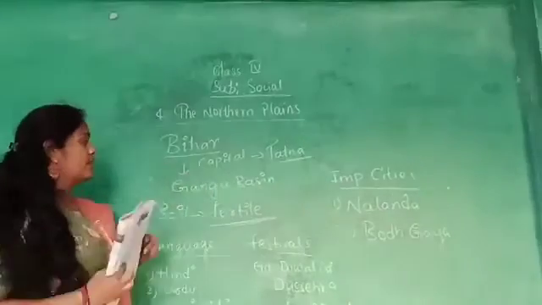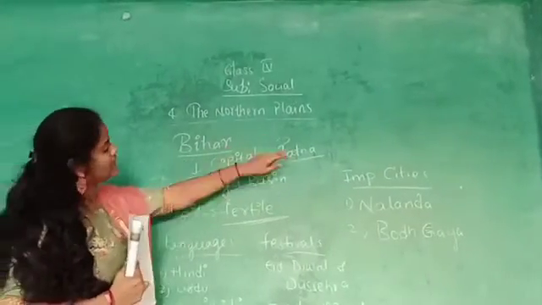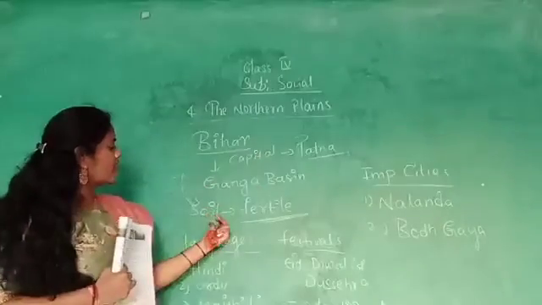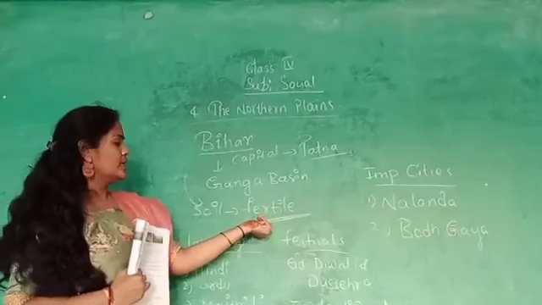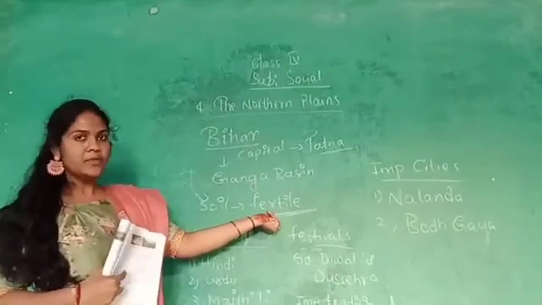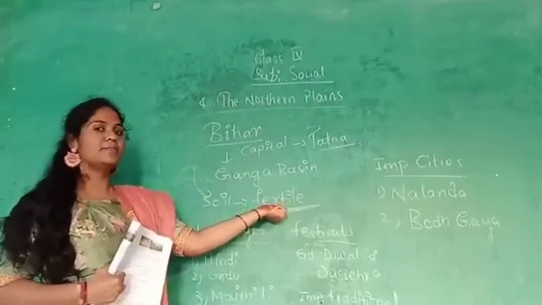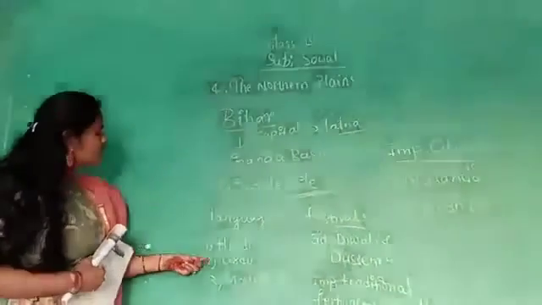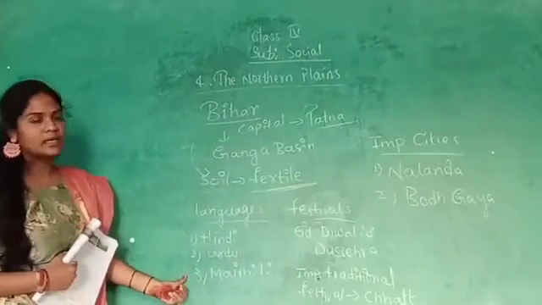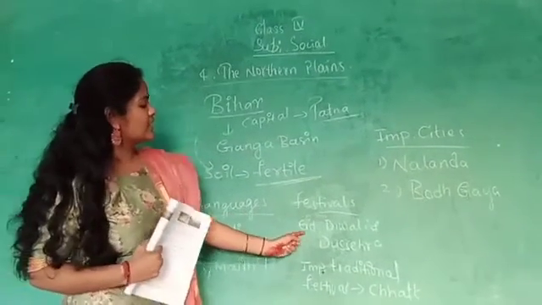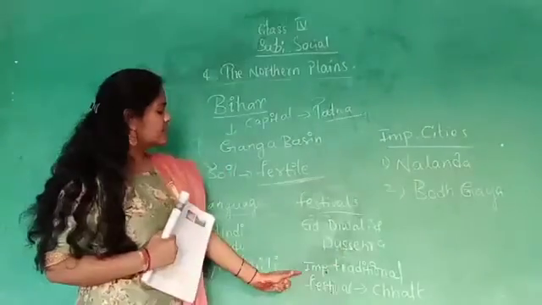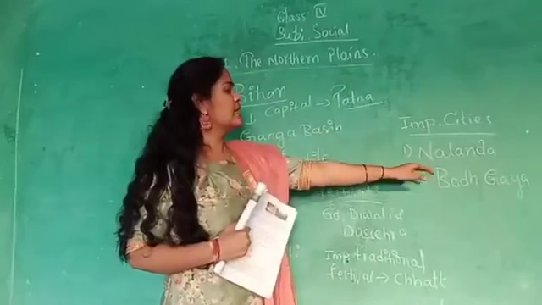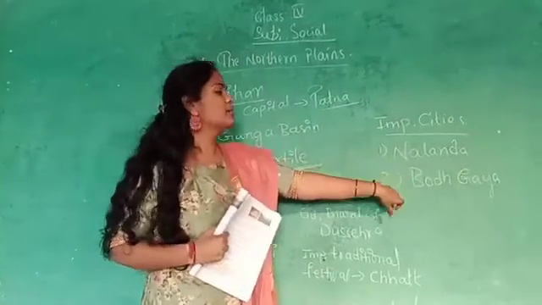Okay? What did we learn about Bihar? What is the capital of Bihar? It is Patna, and it is based in the Ganga basin. And the soil is very fertile, so it is much suitable for agriculture. So whatever industries are there are based on agriculture only. Important languages are Hindi, Urdu and Maithili. Important festivals are Eid, Diwali and Dasara. The most important festival from Bihar is Chhath. Important cities of historical importance are Nalanda and Bodh Gaya.